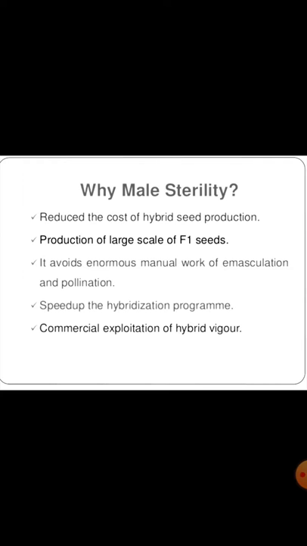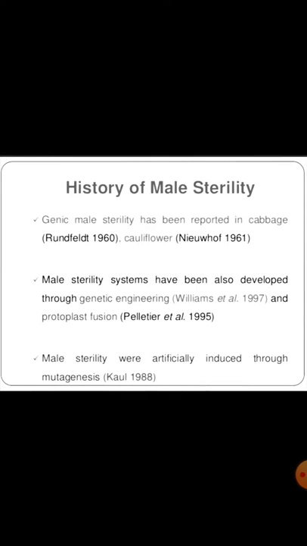It speeds up the hybridization program with the help of male sterility. We cross the female part with the desirable male part. Then next, commercial exploitation of hybrid vigor. Commercially we can exploit the hybrid vigor.